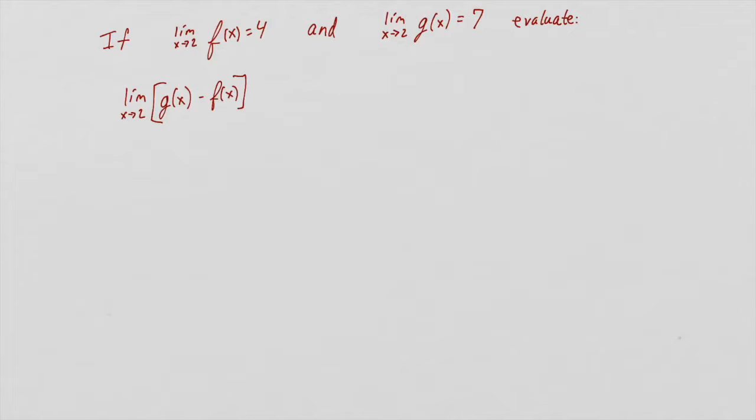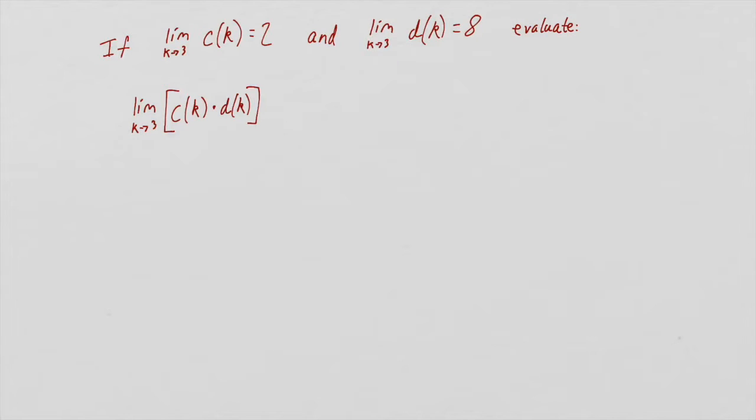This one is exactly like the other one. We've even got the same functions here. So the limit as x approaches 2 of g of x minus f of x. We're going to separate this just like we did before. We have the limit as x approaches 2 of g of x minus the limit as x approaches 2 of f of x. We know the limit as x approaches 2 of g of x is 7, and the limit as x approaches 2 of f of x is 4. So we have 7 minus 4, and that's 3.